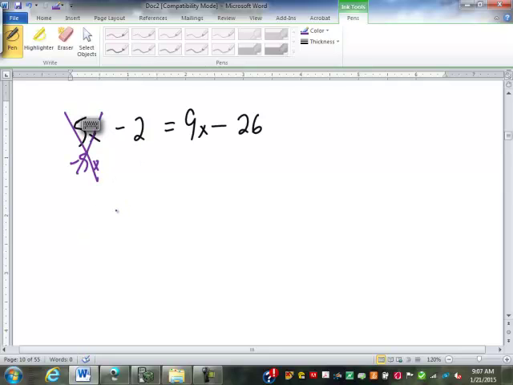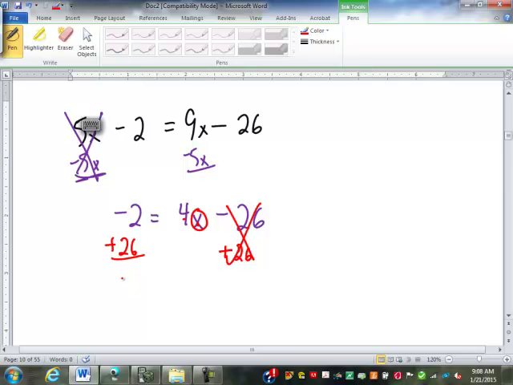It's gone. We're left with negative 2 here. And yeah, if we take 5x from one side, we have to take 5x from the other side. 9x minus 5x is 4x. We still have the negative 26, or minus 26. Now what? Well, here's our variable, so we've got to get rid of everything that's built onto that side of the equation. So it's the 4 and the 26 we have to get rid of. Okay. So the 26 was subtracted, we're going to add 26. So negative 2 plus 26 is 24.